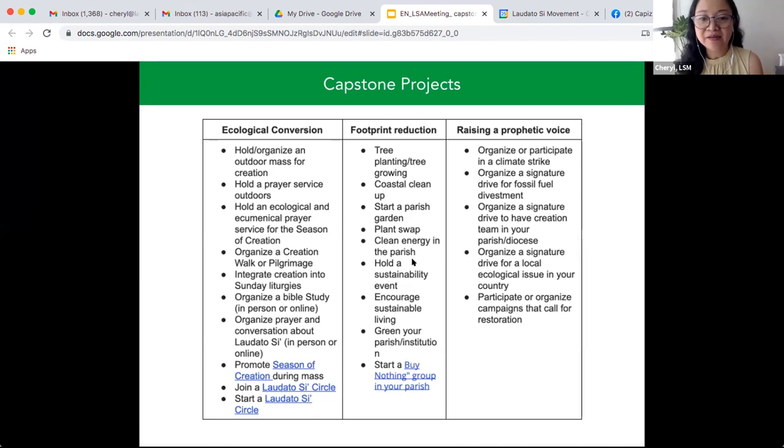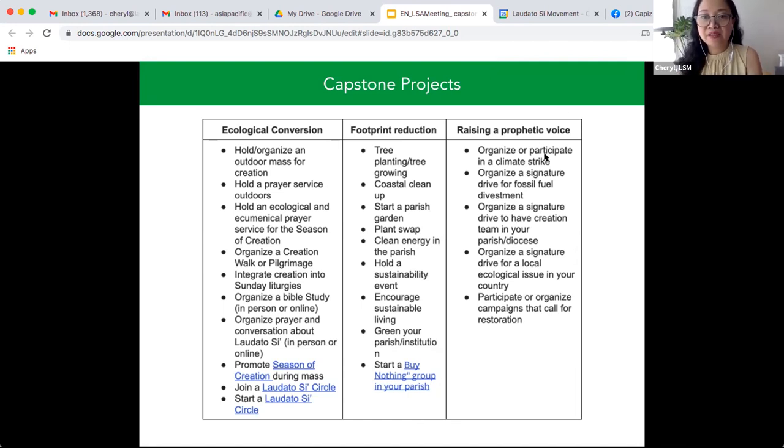And then clean energy in the parish, or hold a sustainability event, or just some information sharing. Encourage sustainable living, create materials with tips on how to live sustainably. Green your parish or institution, like start a discussion about solar panels in your parish, or start a buy nothing group in your parish, or buy nothing new. So it's something done in the past.